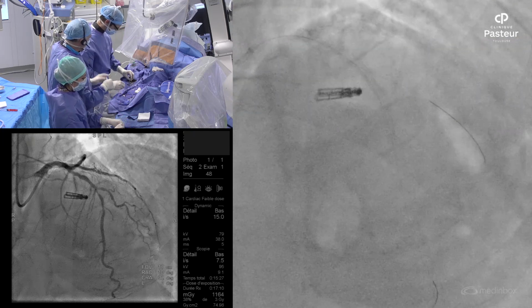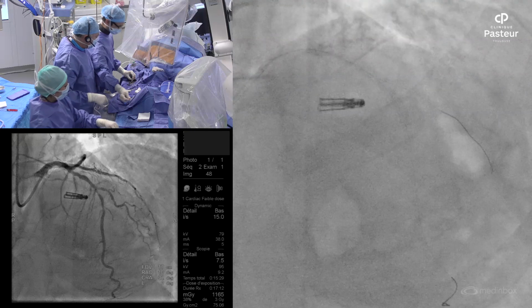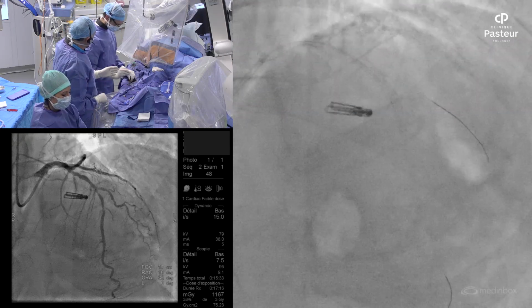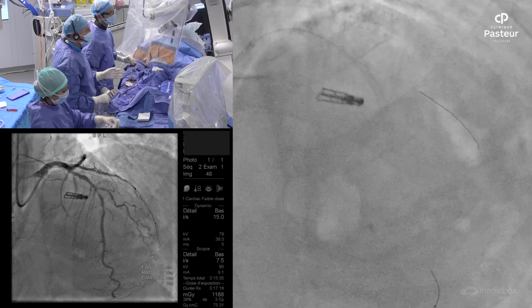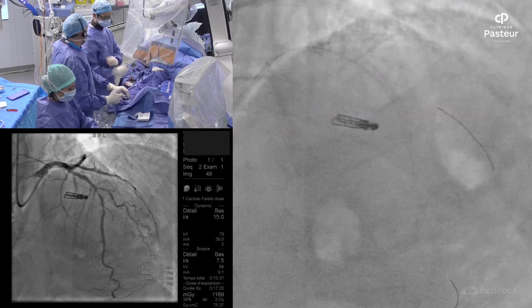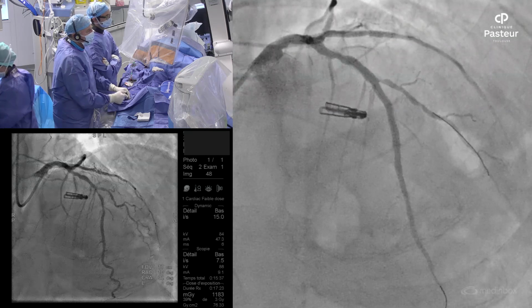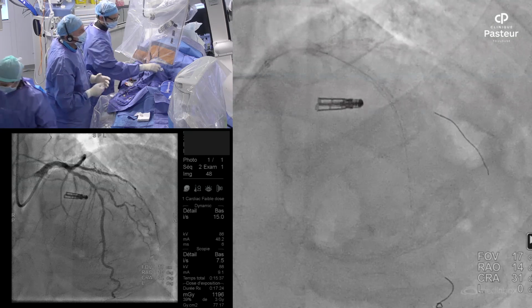So just to recap, now we have done the kissing. It's 3.0 on the LAD in accordance to the distal diameter, and 2.0, a little bit undersized, on the diagonal in order to limit the risk of dissection. Okay, so Benjamin, nothing has changed.